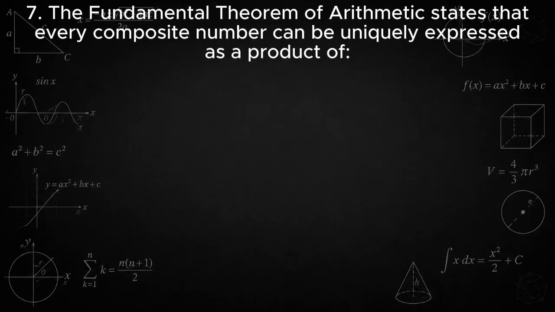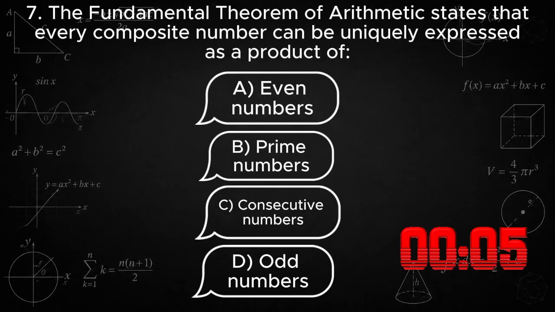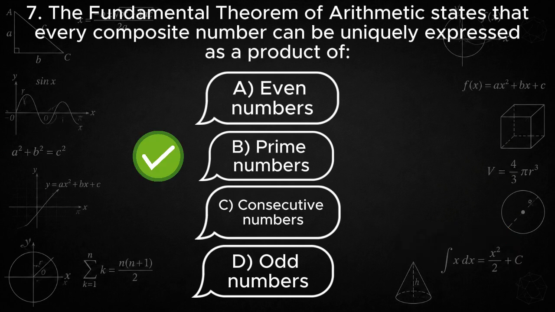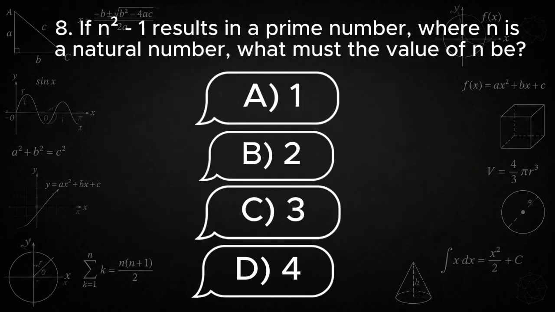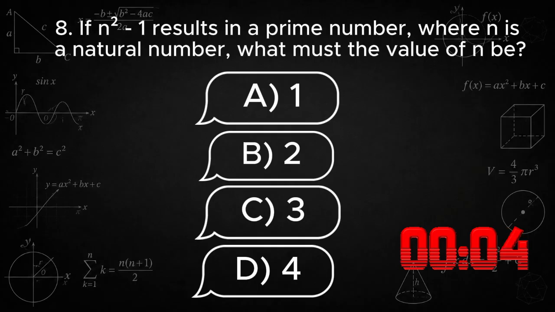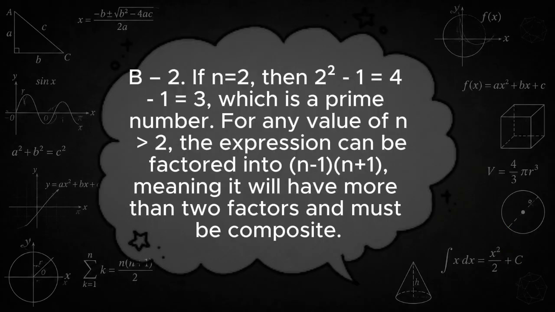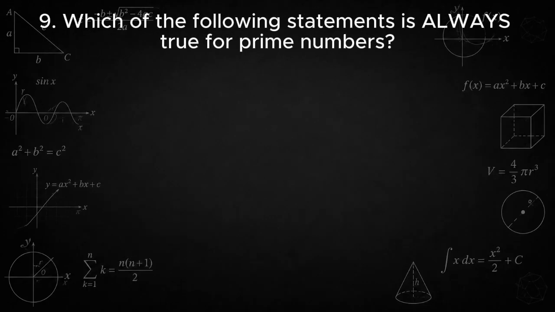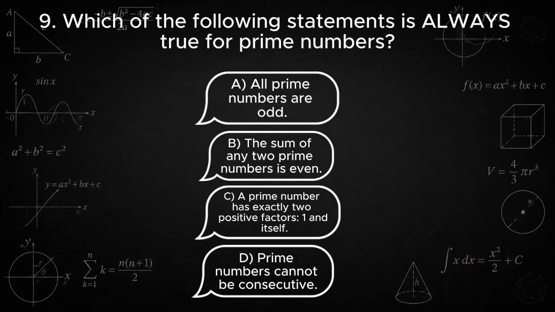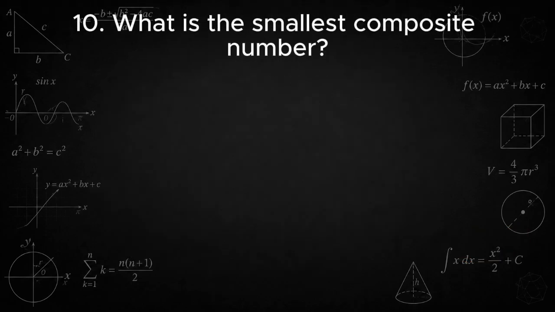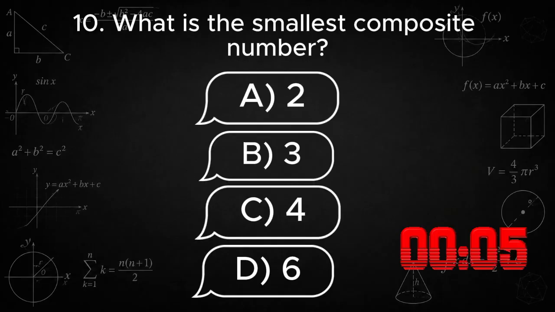7. The fundamental theorem of arithmetic states that every composite number can be uniquely expressed as a product of. 8. If n plus 1 results in a prime number, where n is a natural number, what must the value of n be? 9. Which of the following statements is always true for prime numbers? 10. What is the smallest composite number?